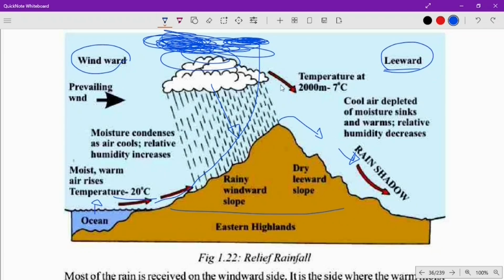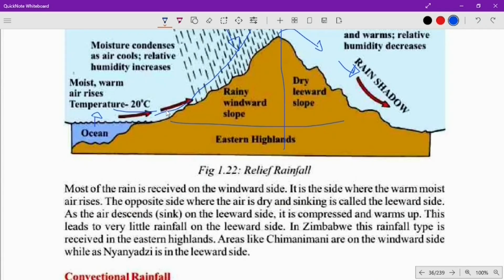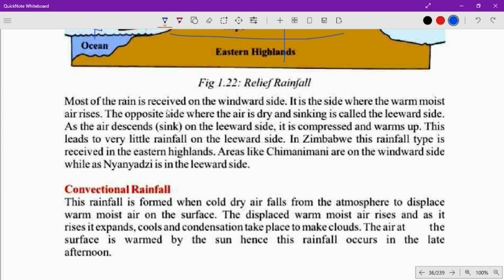And at this point, can you see that rainfall is on one side, which is the windward side? At this point, this is called a division mark here, where we have the rain shadow effect. This side is no rain, while this side has got rain. So this is relief rainfall in a nutshell.